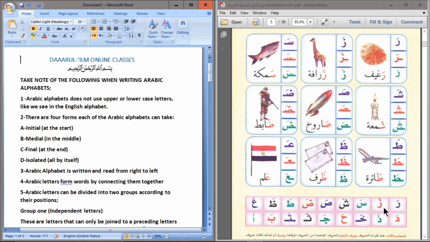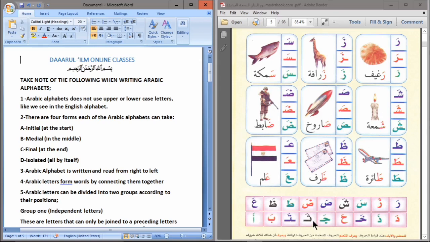Zai Fatha Za. Sin Fatha Sa. Shin Fatha Sha. So the SH plus the A, which is Sha. Sod Fatha Saw. Dod Fatha Do. Taw Fatha Taw. Zaw Fatha Zaw. Ain Fatha A. Dal Fatha Da. Tha Fatha Tha. Kha Fatha Kha. Ha Fatha Ha. Jim Fatha Ja.